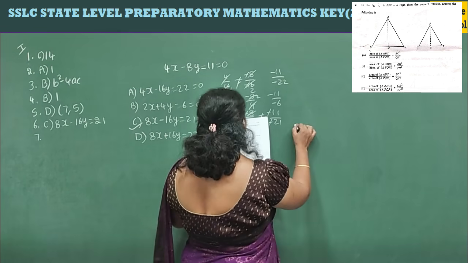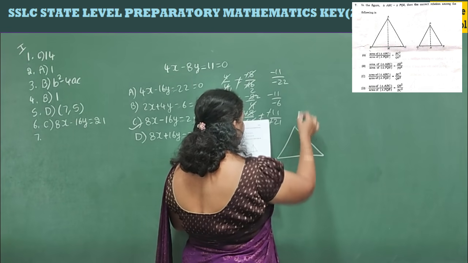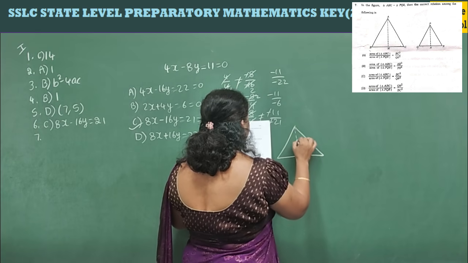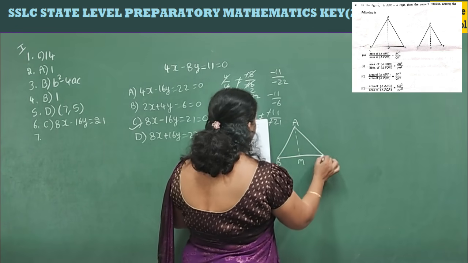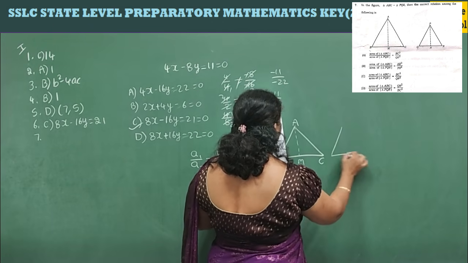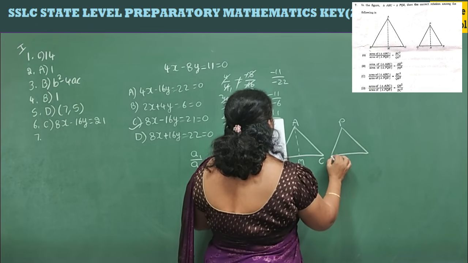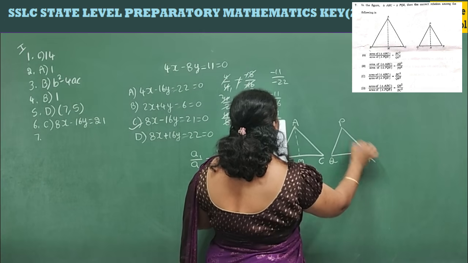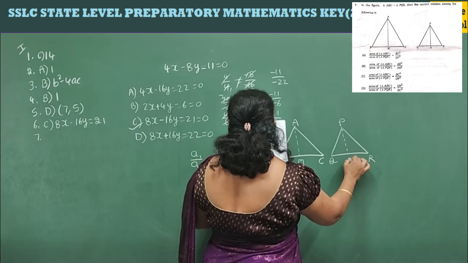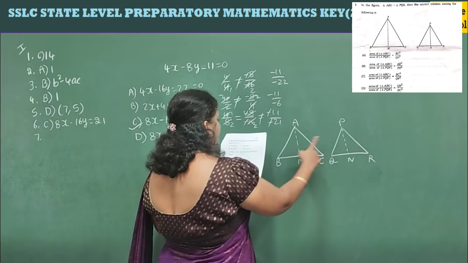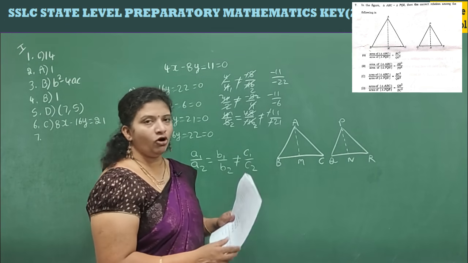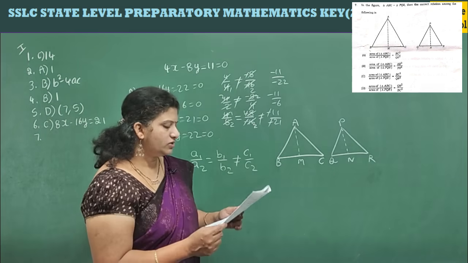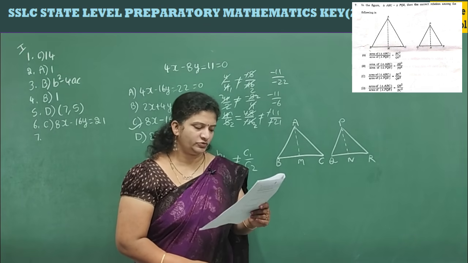Let's take the figure, and you can see the figure over there. One triangle A, B, C, and another triangle P, Q, R. Triangle ABC is similar to triangle PQR. Then the correct relation among the following is. So here you can see the four options.